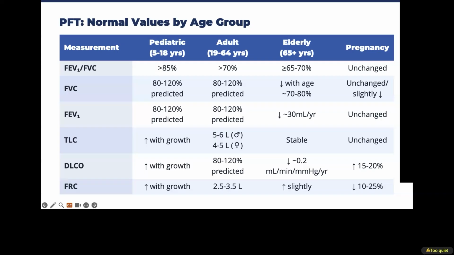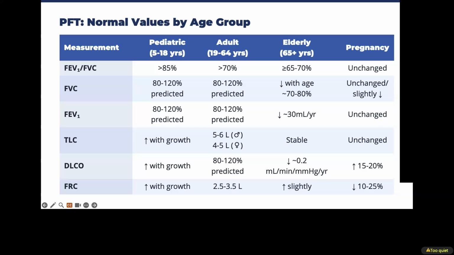And finally, pregnancy here, the lung mechanics change, but overall capacity stays about the same. The diaphragm is elevated, and the FRC is reduced by about 10 to 25%. And the diffusing lung capacity also increases due to this enhanced pulmonary blood flow.